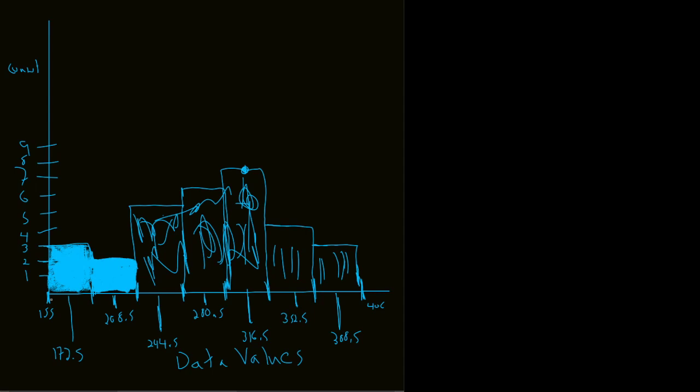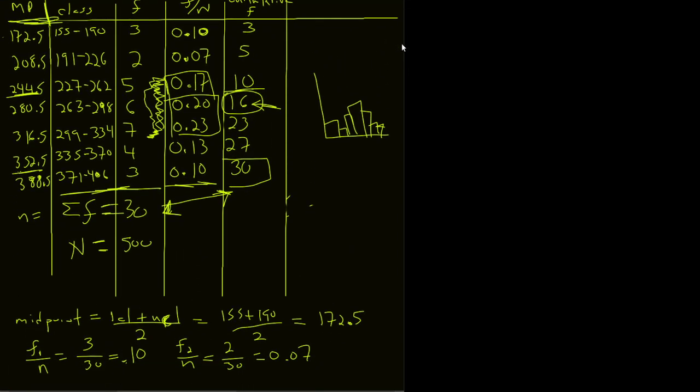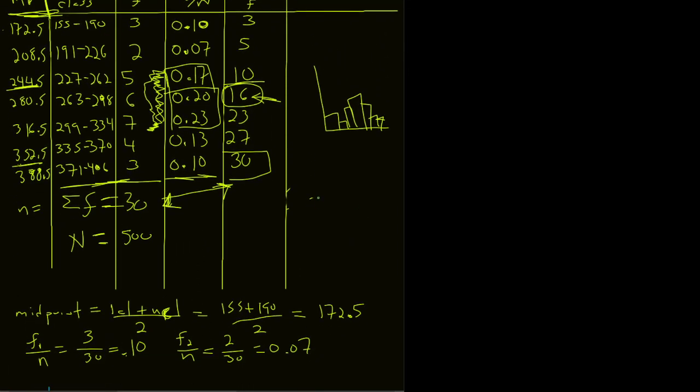And so to make sure the sides touch, when we make these things, we come back up here and we have to look at these numbers. 155 to 190, and then 191 to 226. I'm just going to look at this class, but there's a gap. And to make these touch, this gap has to be closed. Well, the gap between 190 and 191 is 1.